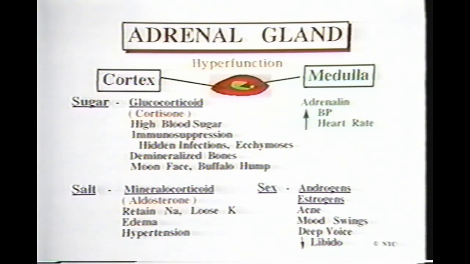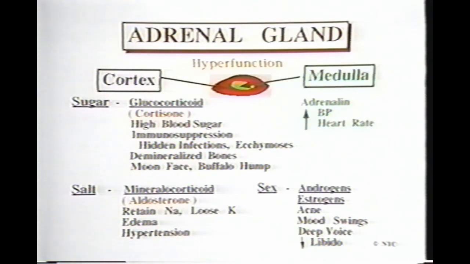We also tend to see easy bruising, or ecchymoses, in patients who have too much of the sugar hormone. And if that's not enough, they get a moon face. They begin to look like, well, like the moon, with a perfectly round face, the buffalo hump. And we also will see demineralized bones.